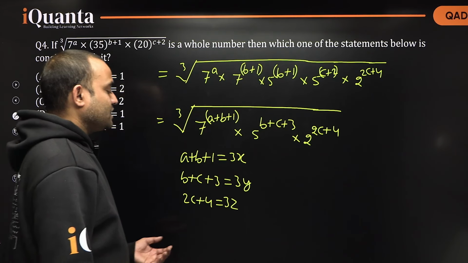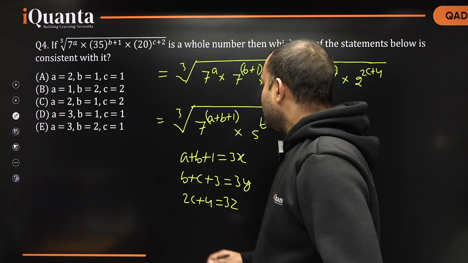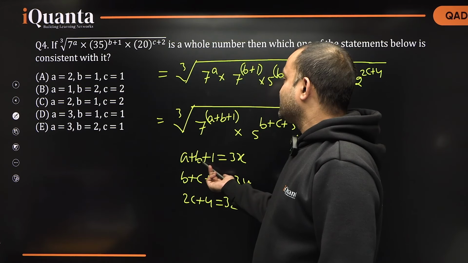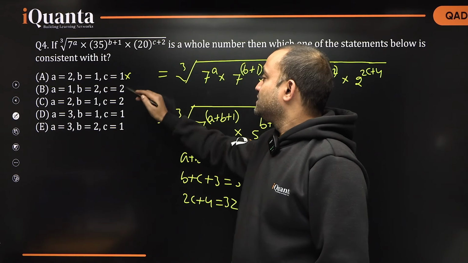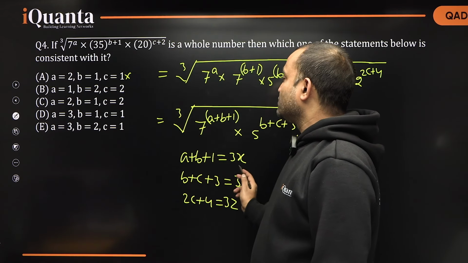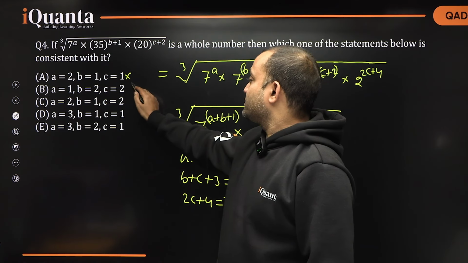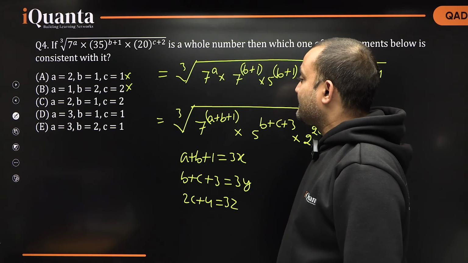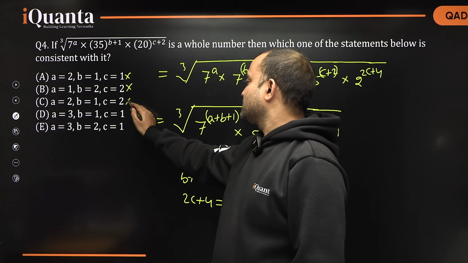So there could be lots of possibilities. So let's check the options. If I take A2, B1, C1, 2 plus 1 plus 1, that is not a multiple of 3, so A cannot be the answer. A1, B2, then 1 plus 2 plus 1, not possible, this cannot be the answer. A2 and B1, again not possible, this one is also not possible.